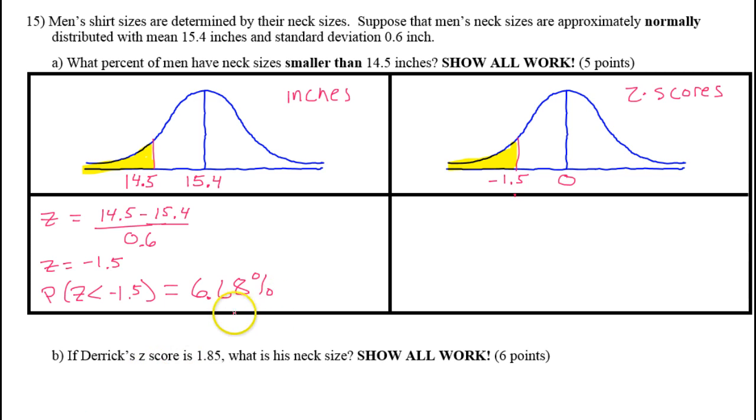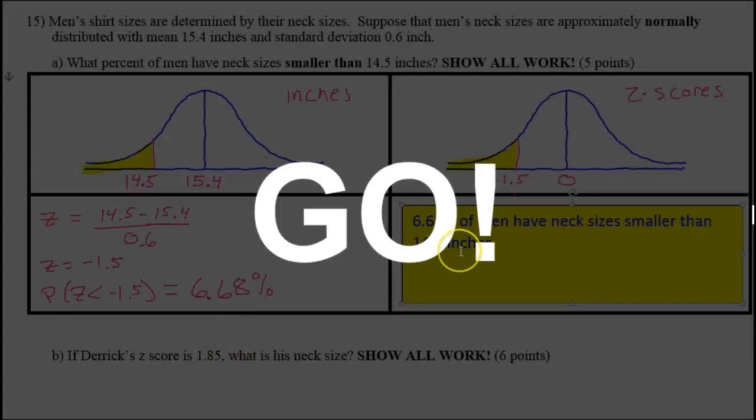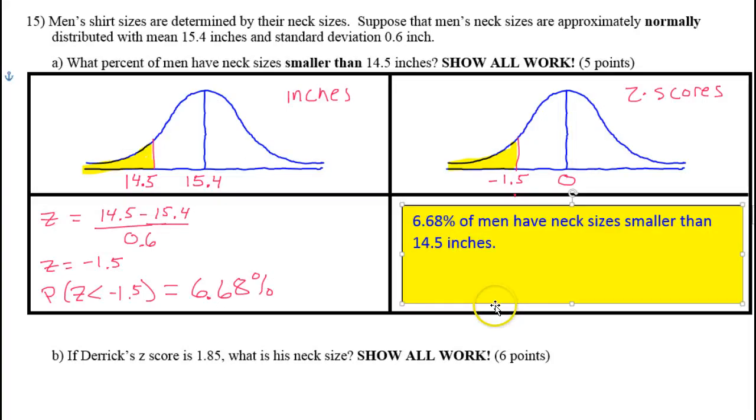So that is basically the answer to the question. This box right here is just a place where we will write our answer as a sentence, because this is a real world problem. We're not just cranking out equations and having meaningless numbers. This represents something and we need to explain that. So we could say something like this: 6.68% of men have neck sizes smaller than 14.5 inches.